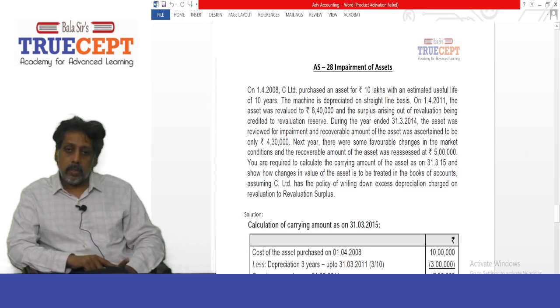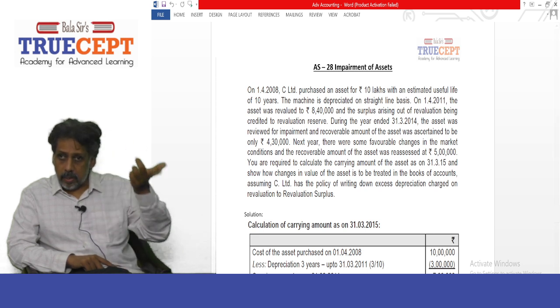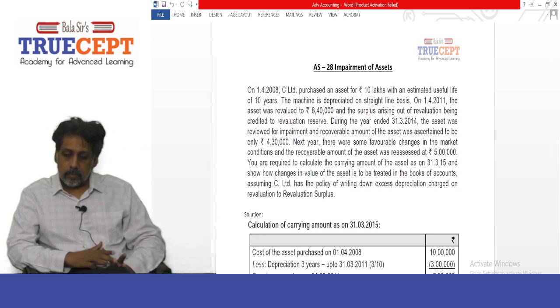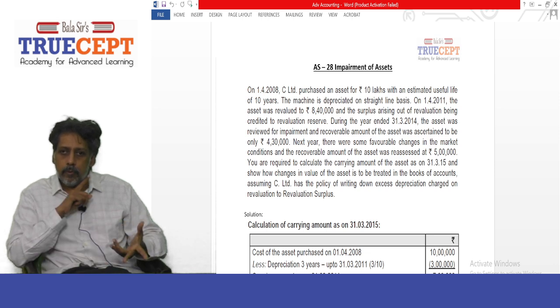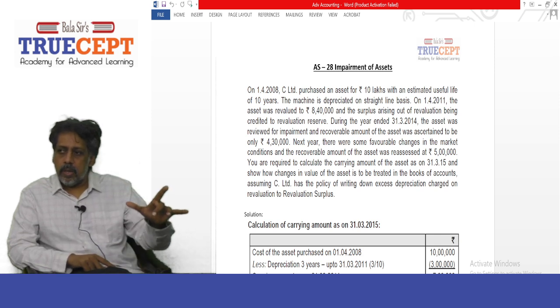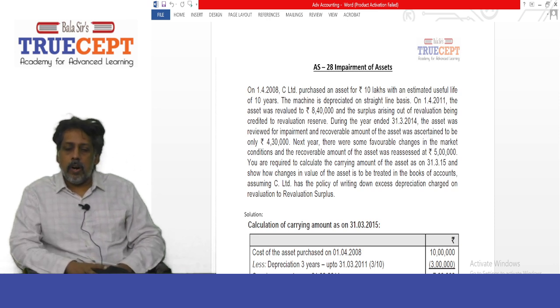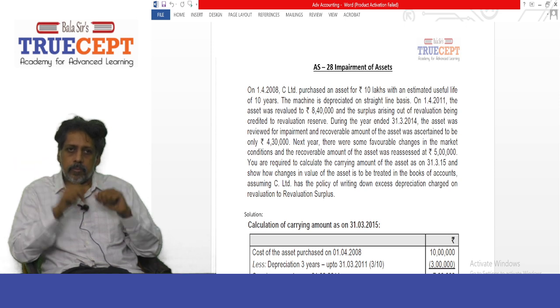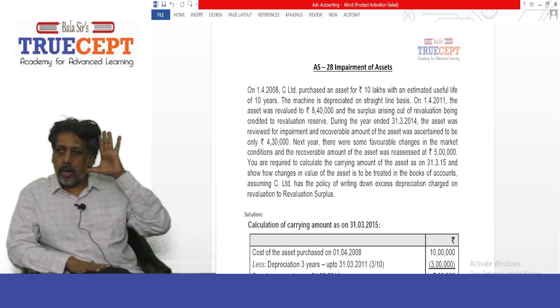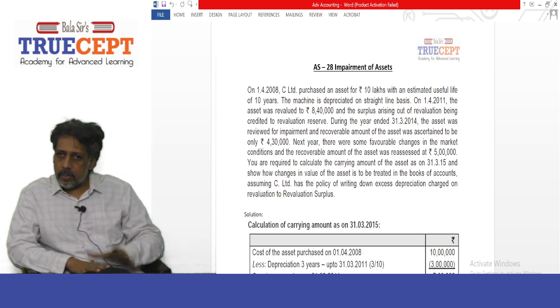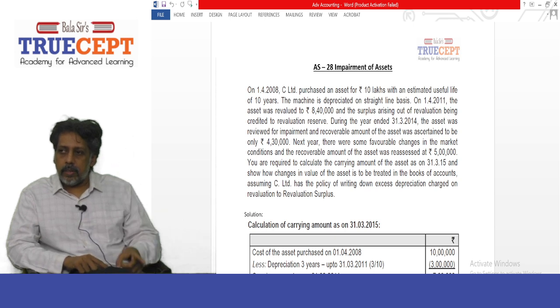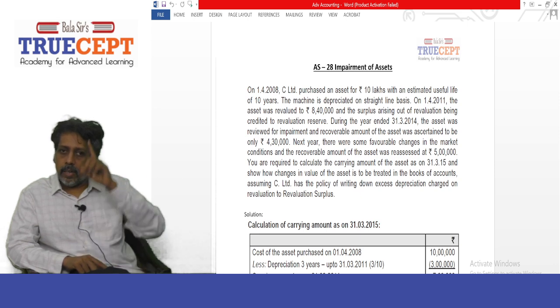So, during the year ended 31st March 2014, the asset was reviewed for impairment and recoverable amount of the asset was ascertained to be only 4,30,000. That means what? From this 8 lakh and 40,000, the revalued amount, you got to subtract depreciation for another 3 years. Now tell me, out of 10 years, 3 years are over, right? Already. Now 7 years left. Now tell me, what is 8 lakh 40,000 by 7 years? It will work out to 1 lakh and 20,000 depreciation per annum, which is 20,000 more than the earlier depreciation.